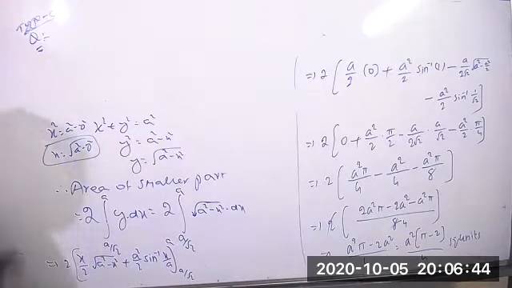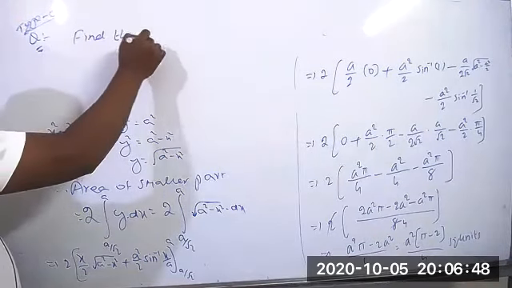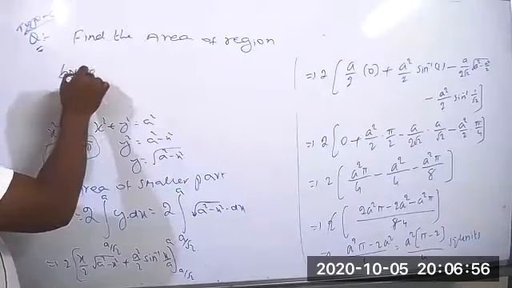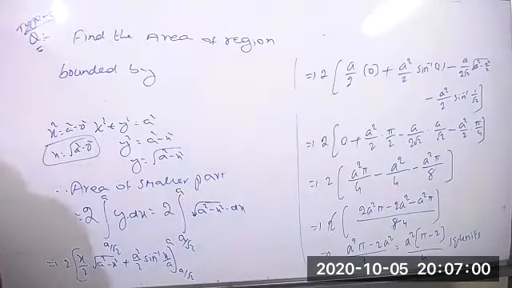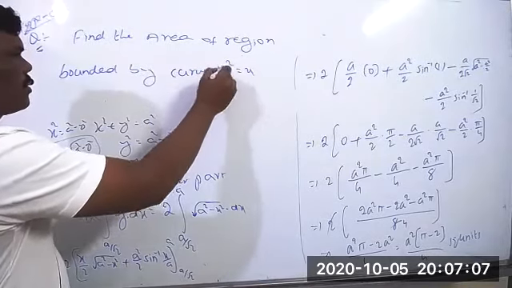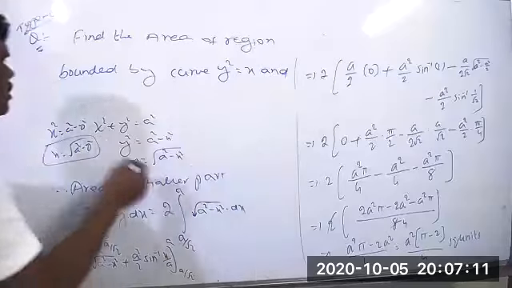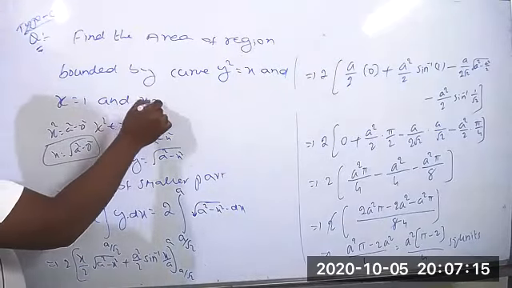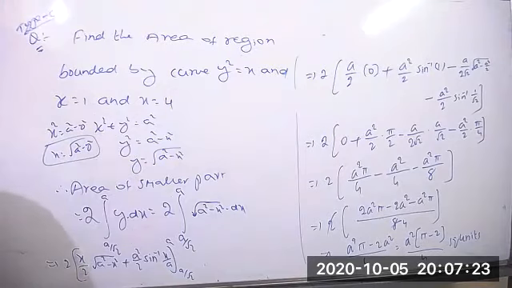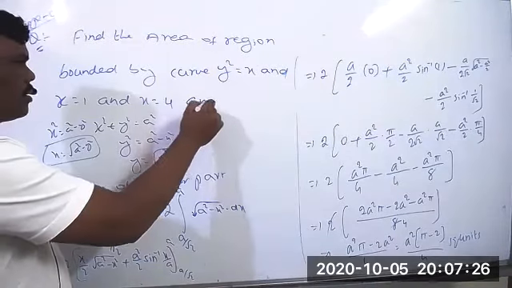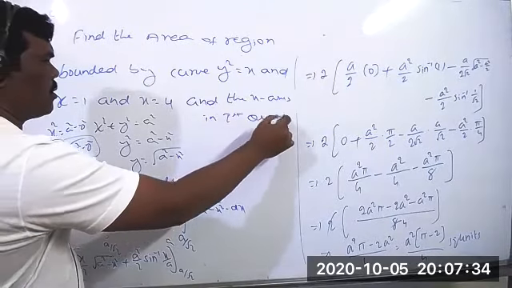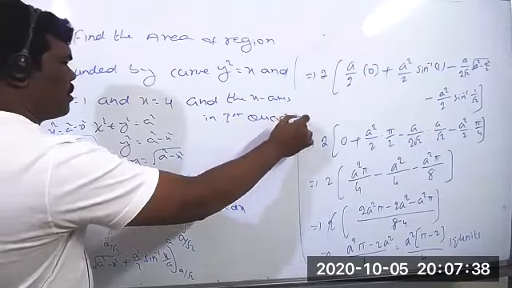Find the area of the region bounded by the curve y square equal to x, and x equal to 1 and x equal to 4, and the x-axis in the first quadrant. This is the question.